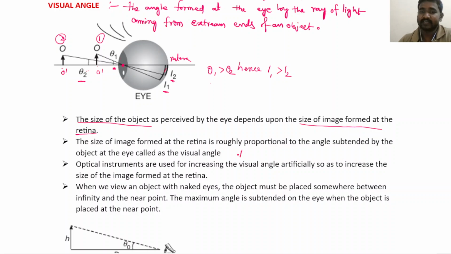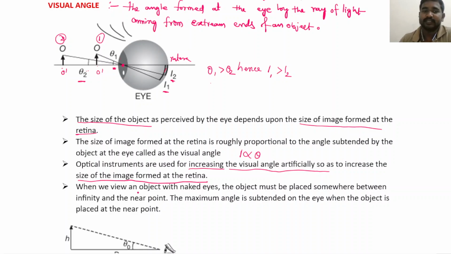Let us say, for example, the eye is the size of image. So the size of image formed at the retina is roughly proportional to the angle subtended by the object, that is, the visual angle. Next, optical instruments are used to increase it. The major point for optical instruments is that they increase the visual angle artificially so as to increase the size of the image formed on the retina.